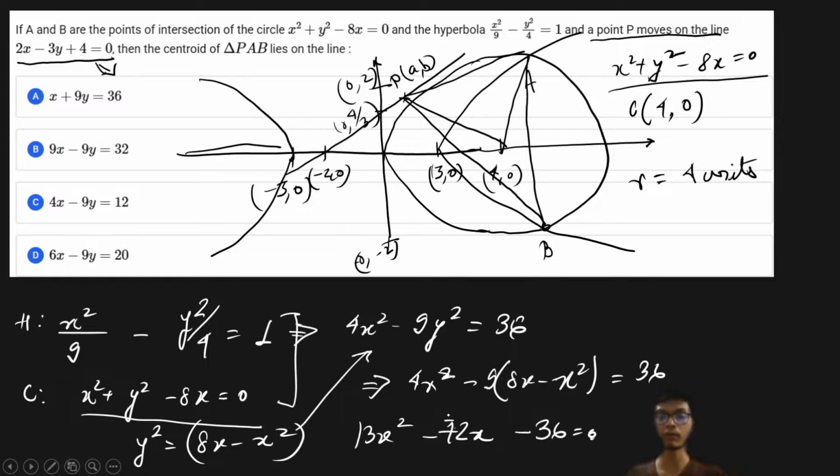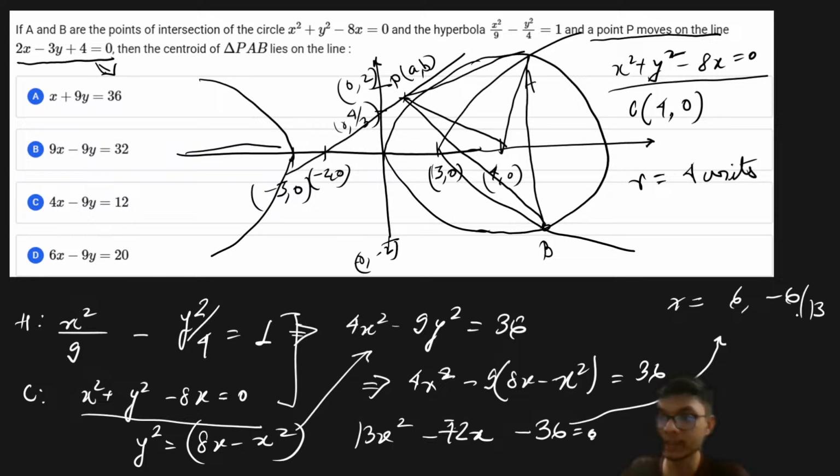So from here, you will see a quadratic: 13x² − 72x − 36 = 0, right? From this you will have two roots in x. One of the roots I am getting is 6, and the other root is −6/13, right?